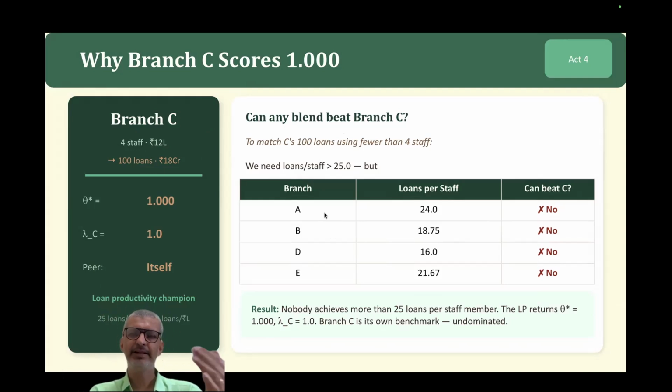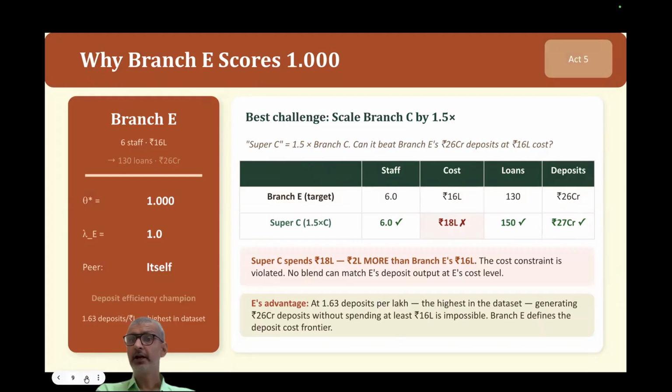But is that happening? Branch A, loans per staff is 24. It can't beat C. B can't beat, D can't beat, E can't beat. So all these branches on their own can't beat branch C. When I say beat branch C, I mean they cannot be in a situation where their output is at least matching C with less than 4 staff. Okay. So this means branch C scores a perfect 1 in this particular case. Now branch E, why branch E scores 1? Now branch E is interesting. We have 130 loans. The number of loans is 130.